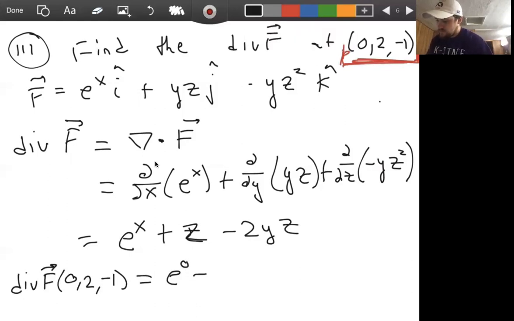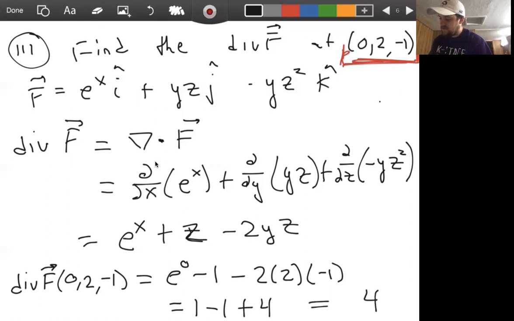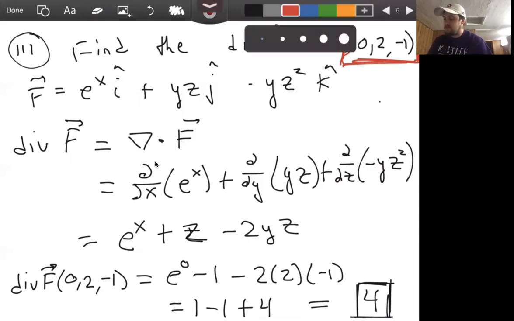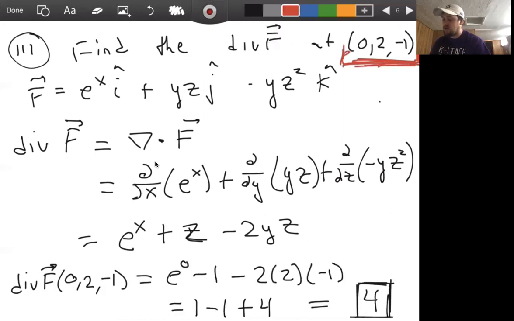And then we plug in minus 2, y is 2 and z is -1. And so this gives us, well, e to the 0 is 1, minus 1, and then it's minus a -4, so plus 4. And so we have divergence of 4. And that means at this particular point, 0, 2, -1, the vector field is flowing out 4 times greater than it's flowing in, right? And so that's what this divergence is telling us.